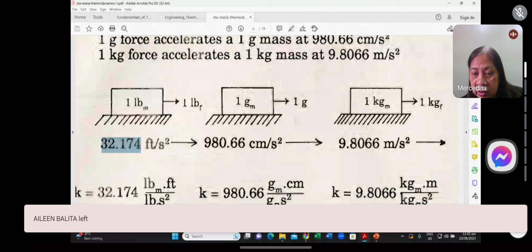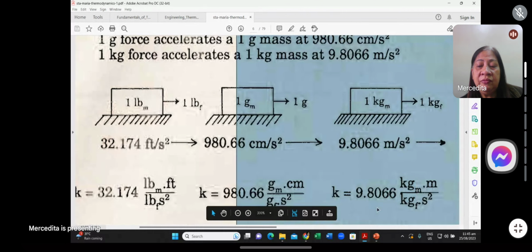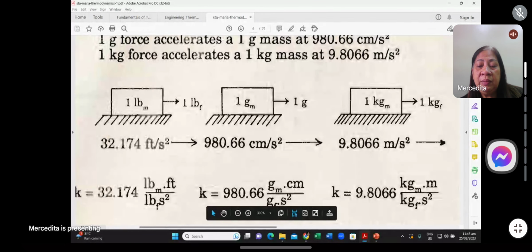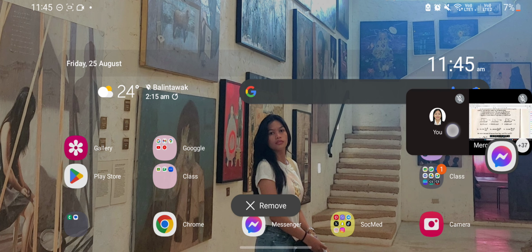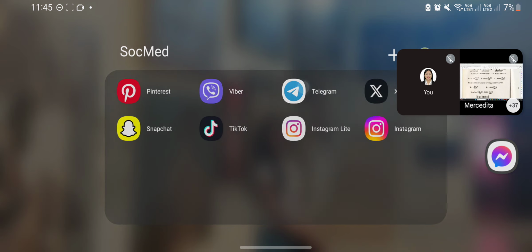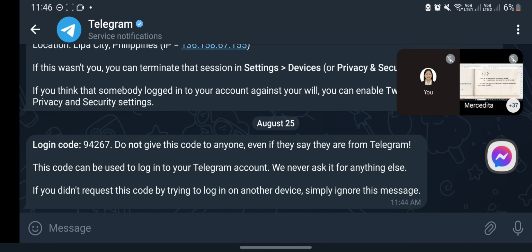So, puntahan natin ito. So, it says here, pag nilagay mo ari sa kabilang side yung kilogram force, okay, yung K natin is equivalent to 9.8066. So, 1 kilogram force is equivalent to 9.8066 kilogram mass meter per second square. Okay? So, bigyan natin ng example. Dito na rin tayo kumuha para makita ninyo. Marami pa siyang dyan. Marami pa siyang iba-iba pang units. Okay.